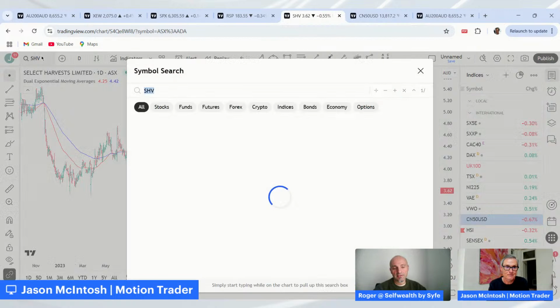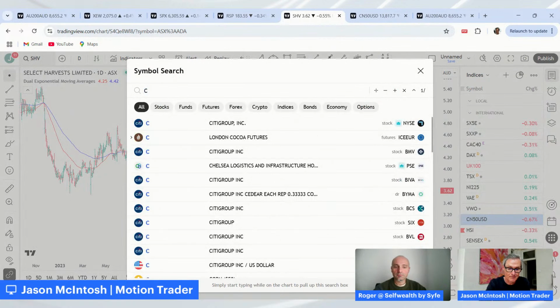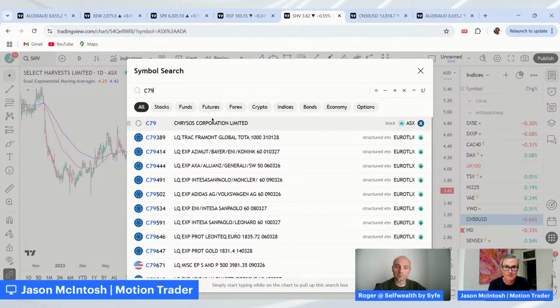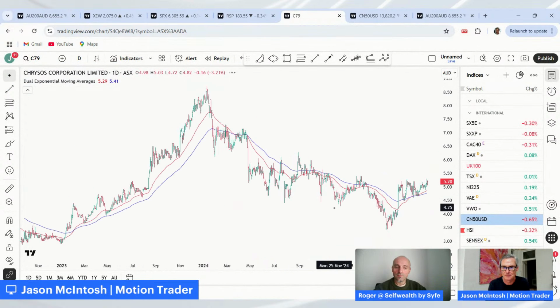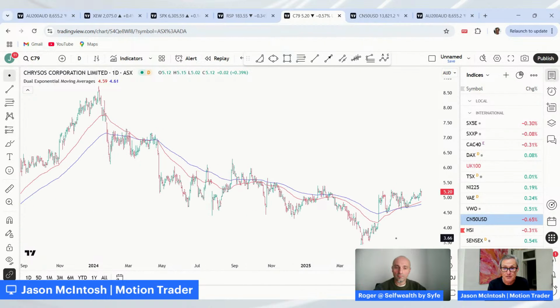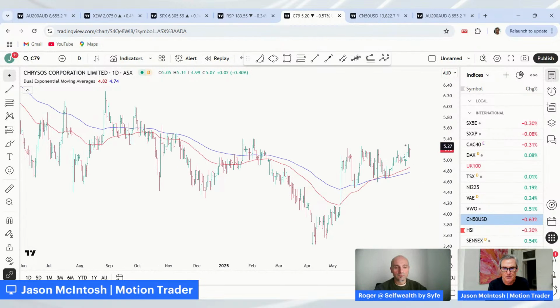So we've got C79, please. Yeah, look, there's the makings of something here. I like that it's gone from below the averages to above. We've got sideways price action along the moving averages. The moving averages have turned. It looks like it's on the verge of trying to punch higher.